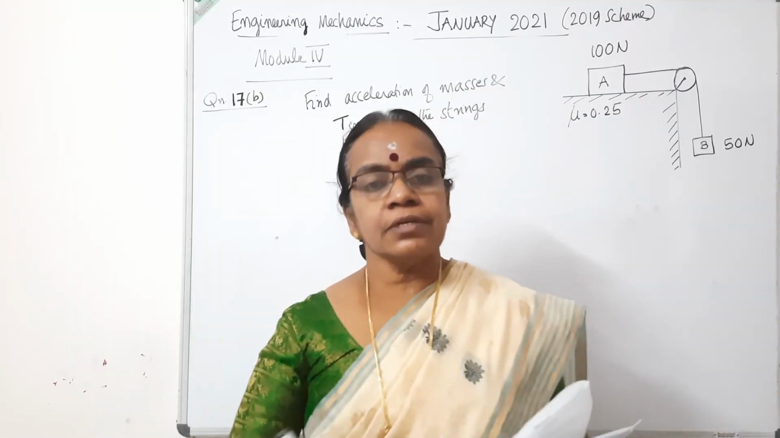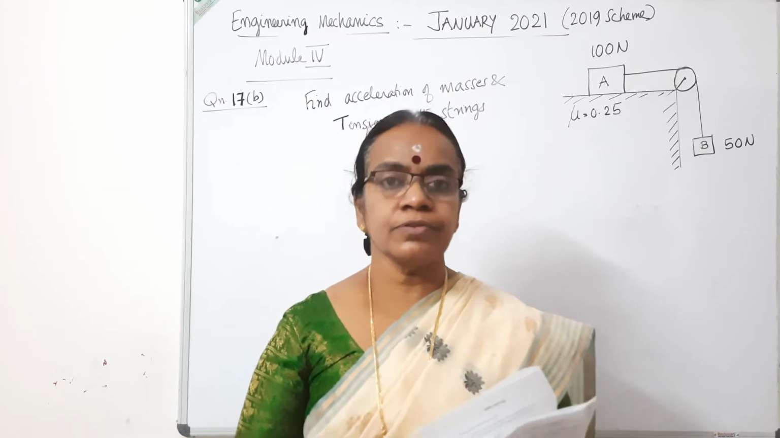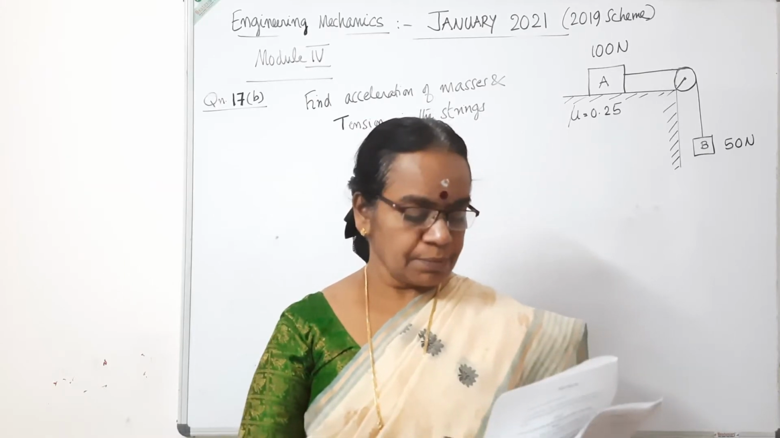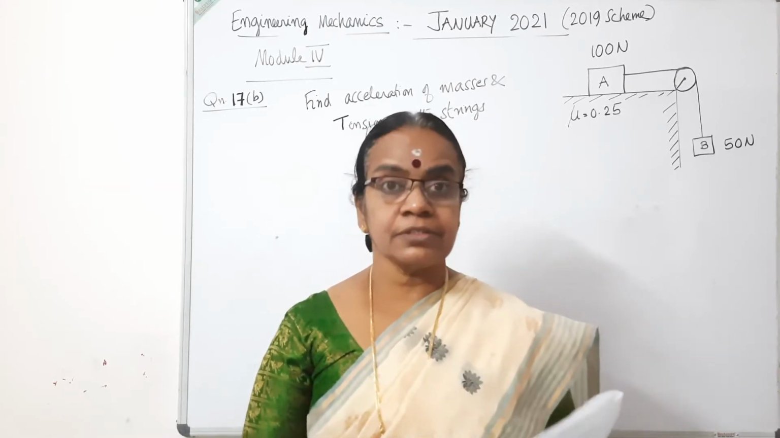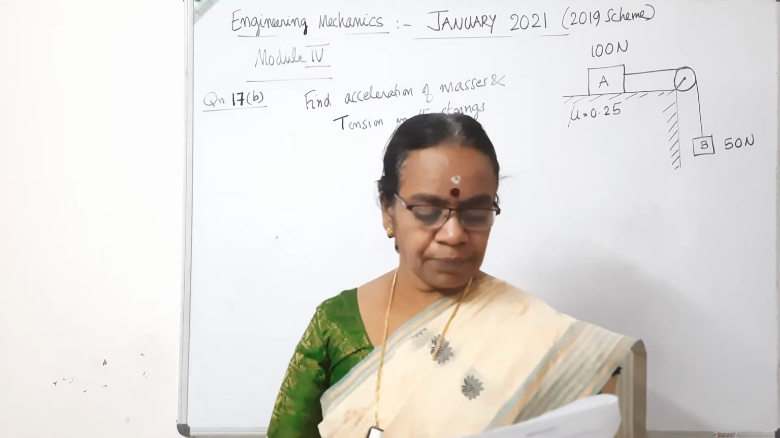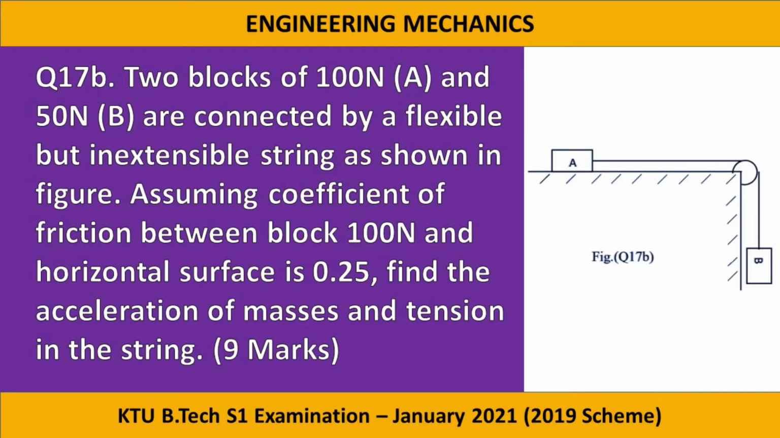So now I will be discussing the questions of module 4 of dynamics. Of that, I am discussing question number 17. Two blocks of 100 Newton A and 50 Newton B are connected by a flexible but inextensible string as shown in figure. Assuming the coefficient of friction between the block 100 Newton and the horizontal surface is 0.25, find the acceleration of masses and tension in the string.